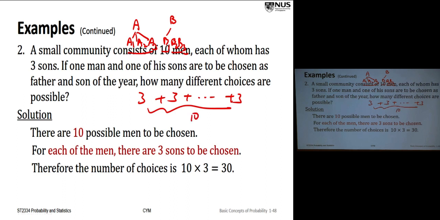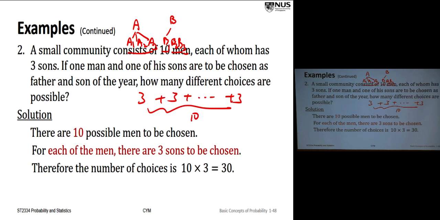Now if you understand that, then the next question will be easier to answer. What happens if 1 man does not have 3 sons, only 2 sons? How many ways to choose 1 man and 1 son? How many choices are there? How many possible ways to choose 1 man and 1 son? The son must be referring to the link to the father. So if one particular man, let's say J, has only 2 sons, how many ways are there?